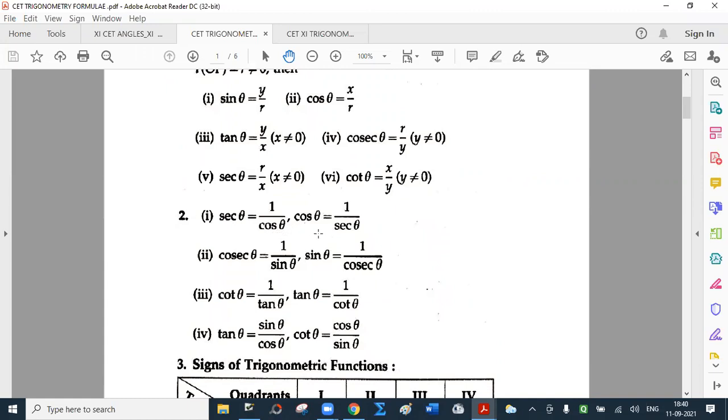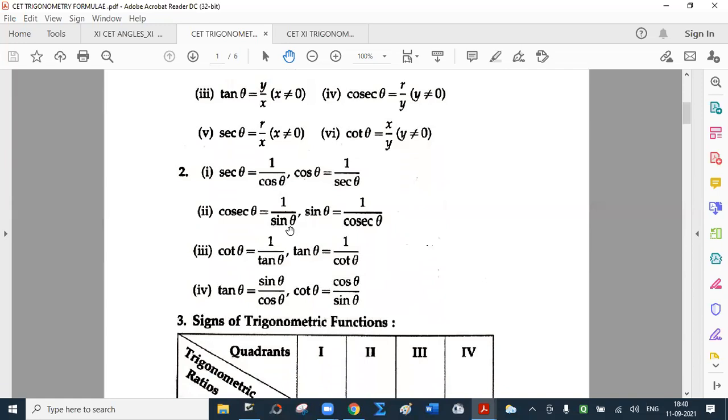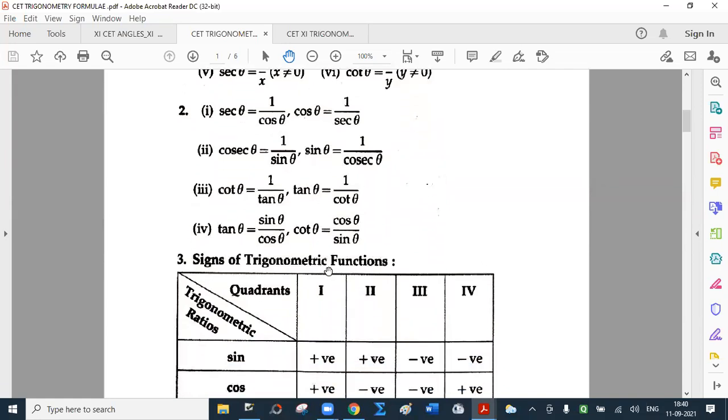Now, in the second point, they have given relation between these. You may call this an identity also. Sec theta is 1 by cos theta. So sec theta into cos theta is 1 and so on. I hope that you remember these basic things.